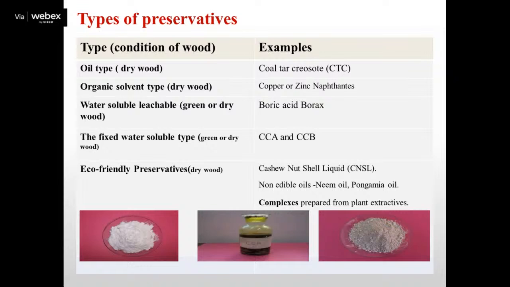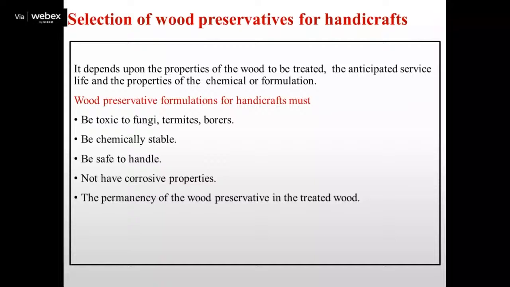And selection of wood preservatives for handicrafts. It depends upon the properties of the wood to be treated, the anticipated service life, and the properties of the chemical or formulation. Wood preservative formulation for handicraft must be toxic to fungi, termites, and borers. It should be chemically safe, stable, and safe to handle, not having corrosive properties. And the permanency of the wood preservative in the treated wood should be more.